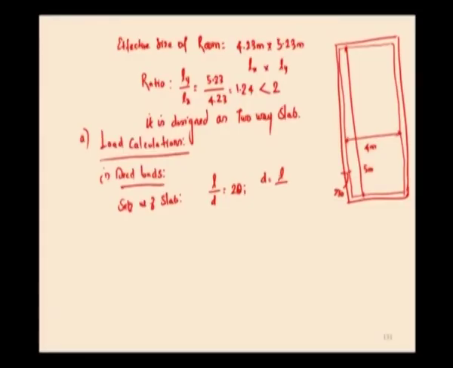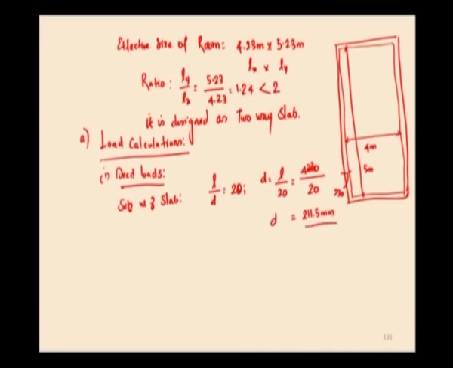For self weight of the slab, first we need to assume the thickness of the slab from the deflection criteria, that is L by D ratio equal to 20. It is for a simply supported slab. So D is equal to L by 20. For this case, we need to normally use the shorter direction, that is 4,230 divided by 20, which is equal to 211.5 millimeter.